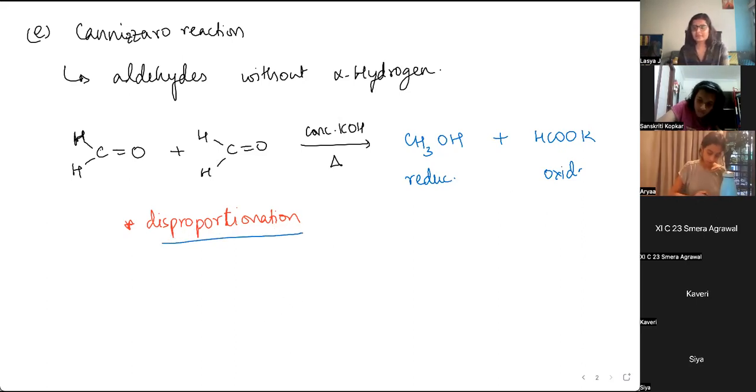So if you observe it, the reaction is the same. When you heat aldehydes with an alkali, you see whether there's an alpha hydrogen or not. If there is alpha hydrogen, you end up getting aldol condensation. If there is no alpha hydrogen, it ends up undergoing Cannizzaro's reaction.